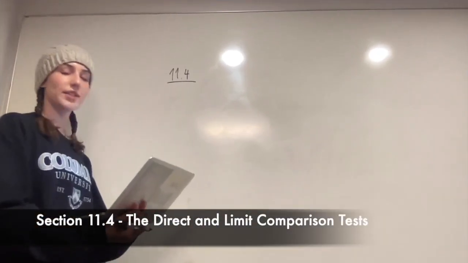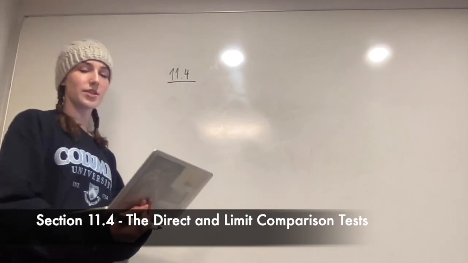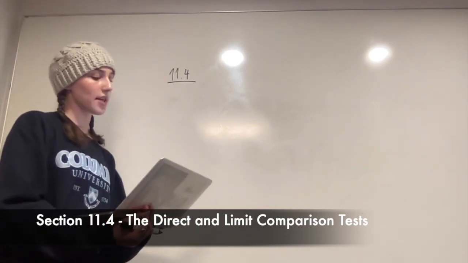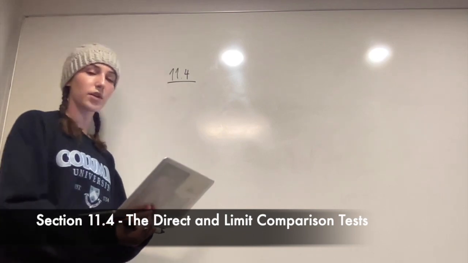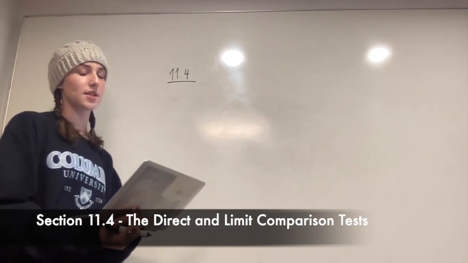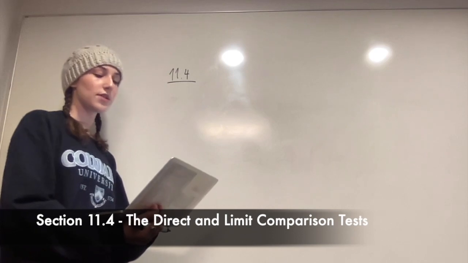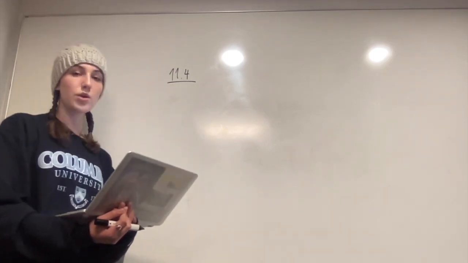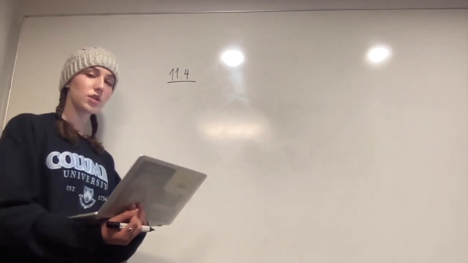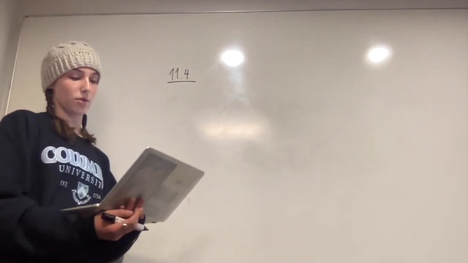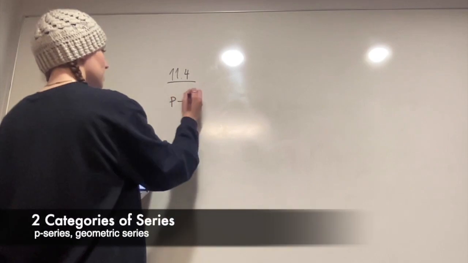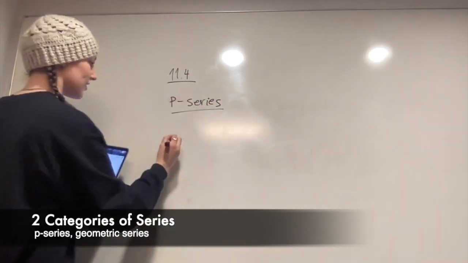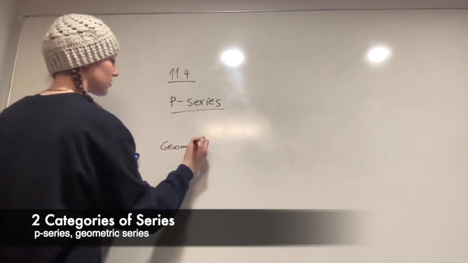So we will now be covering 11.4, the direct comparison test and the limit test. So foundationally, the direct comparison test and the limit test exist to evaluate the convergence or divergence of a complex series whilst comparing it to a series of a similar form that is already known to either converge or diverge. So simple series with known convergence or divergence fall into 2 primary categories. We have the p-series and the geometric series.